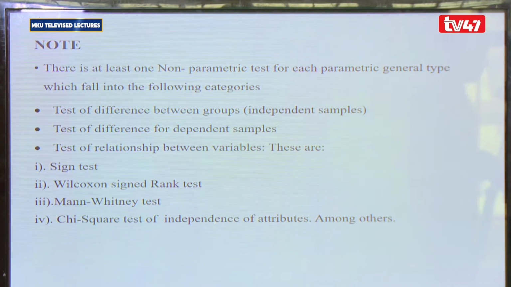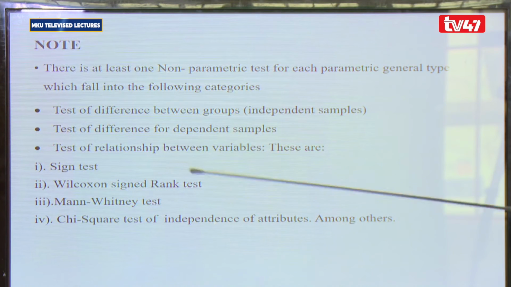There is at least one non-parametric test for each parametric test, which fall into the following categories. Tests of difference between groups, where we have independent samples and dependent samples. Say, for example, we have a group of students whom we have given an entrance exam, and then after a tutorial, we give them another exam of equal standard, and then we want to test whether the tutorial has been effective.